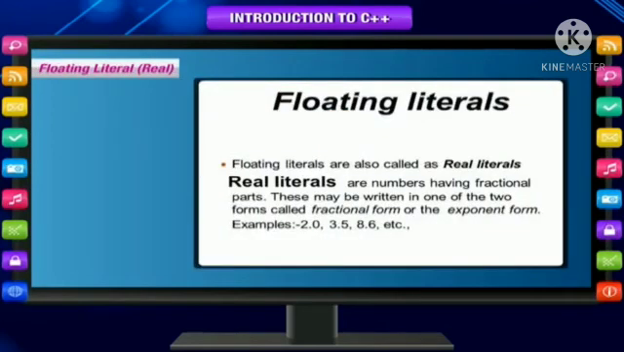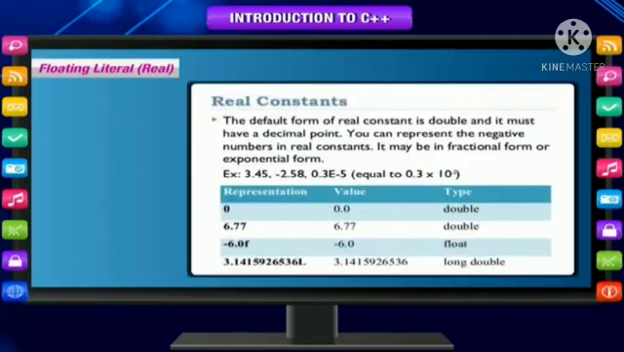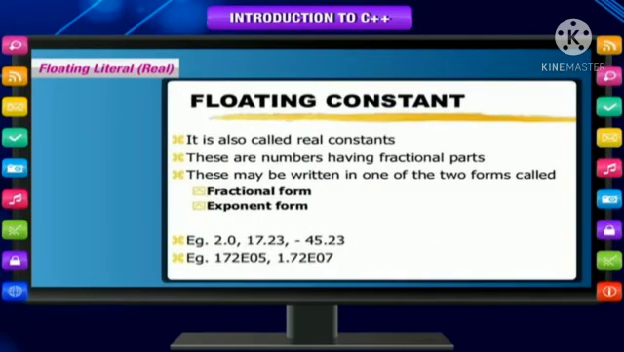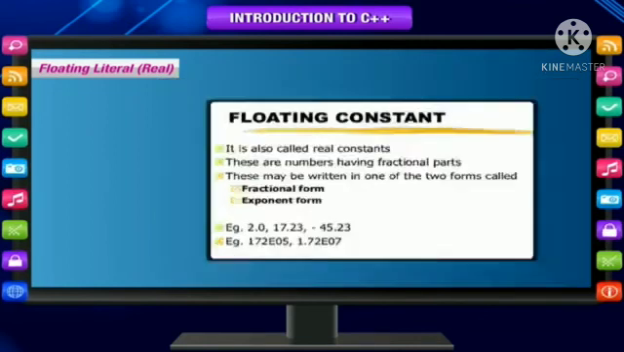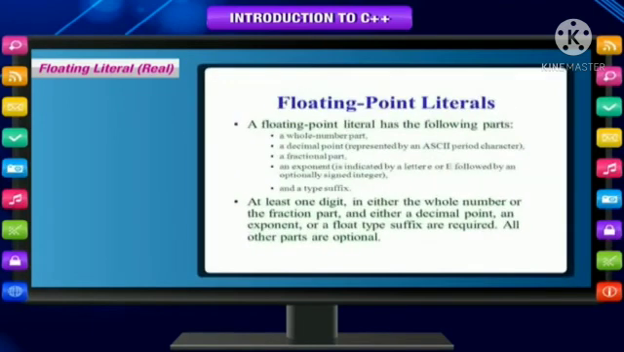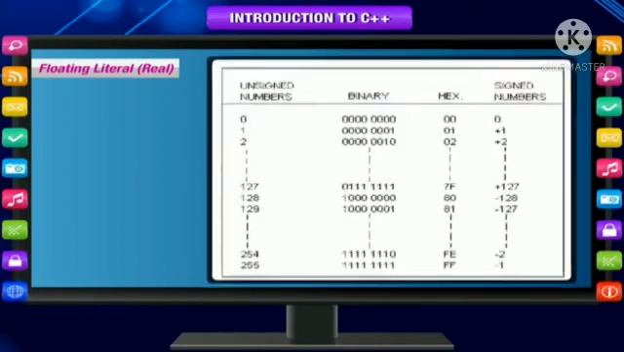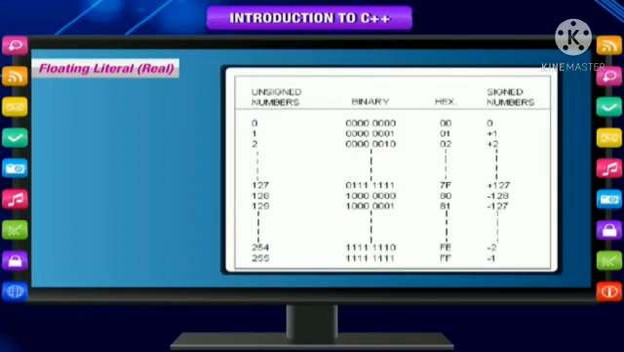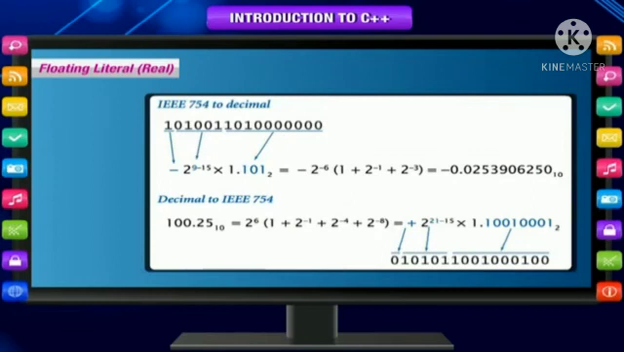Floating literal, real. Floating literals are also called real constants. Real literals are numbers having fractional parts. These may be written in one of two forms, called fractional or normal form, and exponent or scientific form. A floating literal in fraction form consists of signed or unsigned digits, including a decimal point between digits.